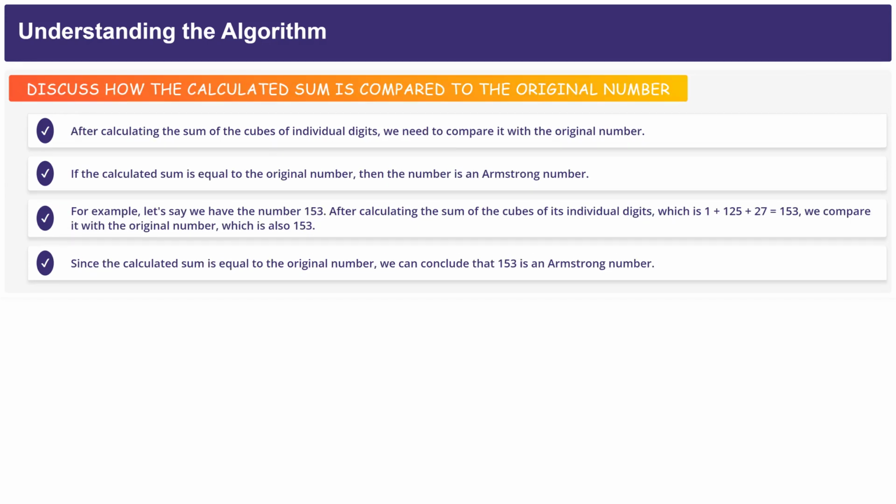In this part, we will discuss how the calculated sum is compared to the original number. After calculating the sum of the cubes of the individual digits of a number, we need to compare the calculated sum with the original number. If they are equal, then the number is an Armstrong number. Let's take the example of the number 153. After calculating the sum of the cubes of its individual digits, which is 1 plus 125 plus 27 equals 153, we compare it with the original number, which is also 153. Since the calculated sum is equal to the original number, we can conclude that 153 is an Armstrong number.